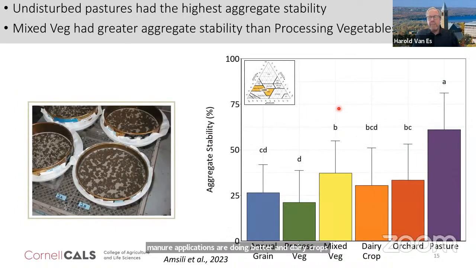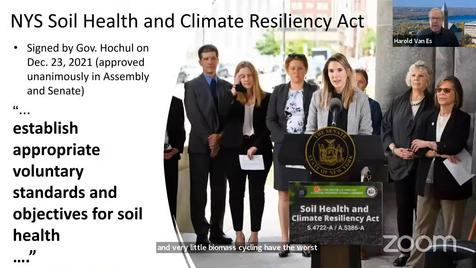When we look at aggregate stability as a physical indicator, we see that pastures stand out even more because there's no disturbance, there's no tillage, and there's a lot of biomass. That means carbon and nutrient cycling. And we see in this case, processing vegetables, typically involving a lot of intensive tillage and very little biomass cycling, have the worst outcome. So cropping systems are important and need to be considered when we interpret soil health data.